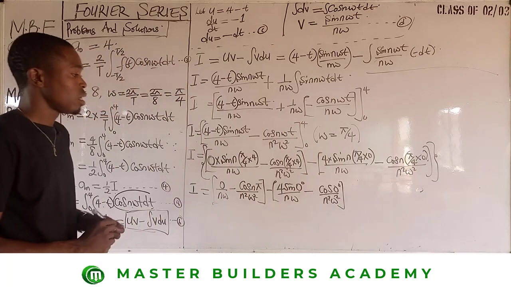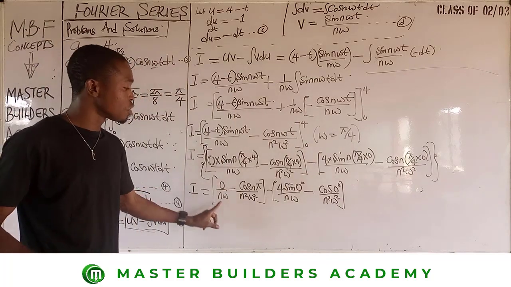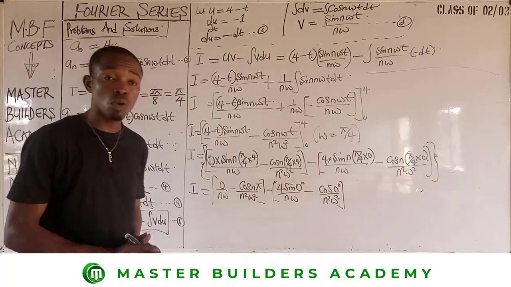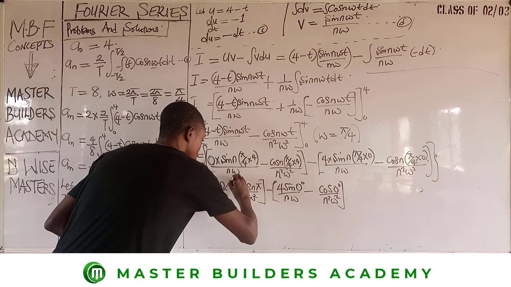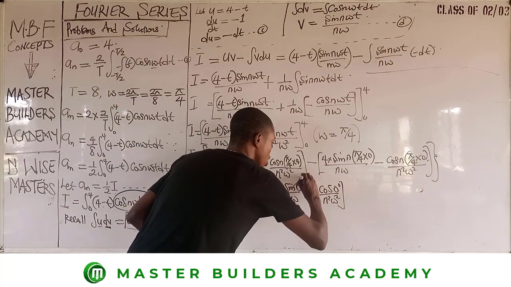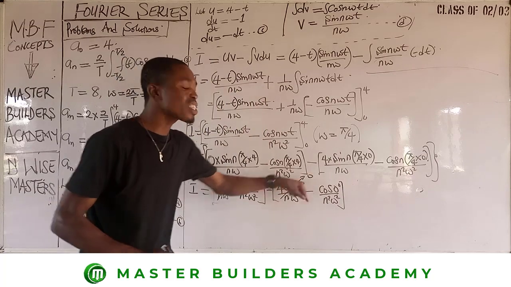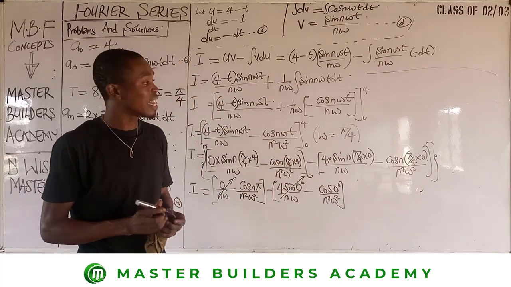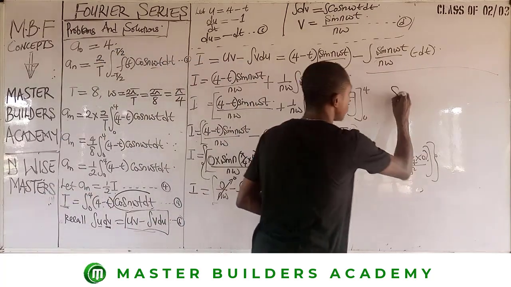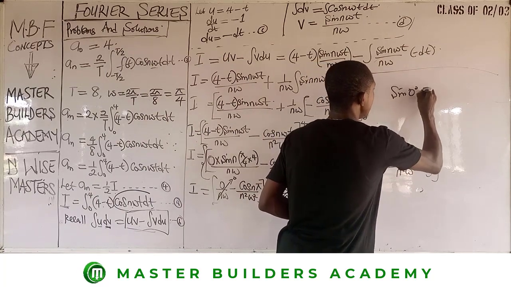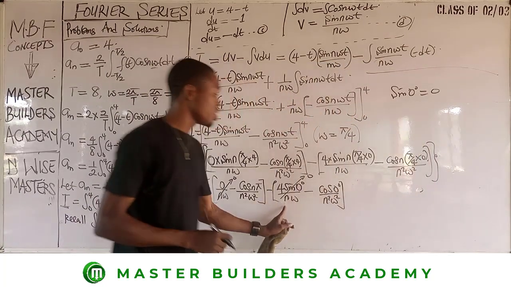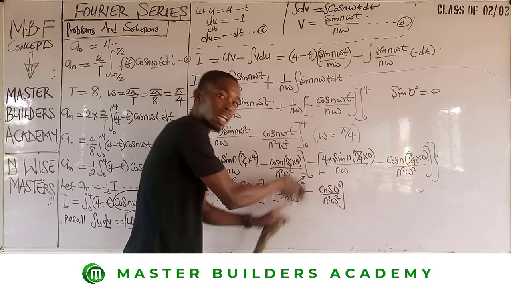This is what we have. Now the next thing is that everything here will be 0 and everything here will be 0. This is automatically 0 and this will only be 0 because 4 sine 0 is 0. Don't forget, sine 0 degrees is 0. So 0 times 4 is 0. That makes everything here to be 0.